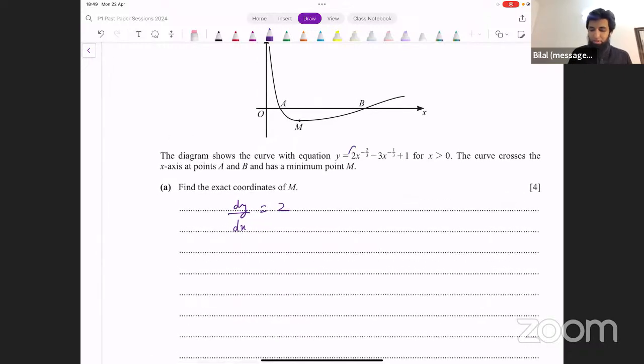2 is multiplying, that remains as it is. Derivative of x raised to the power minus 2 over 3 is the power multiplied, then subtract 1 from the power: minus 2 over 3 minus 1, that will be minus 5 over 3, right? Minus 5 over 3, minus 3 into minus 1 over 3.